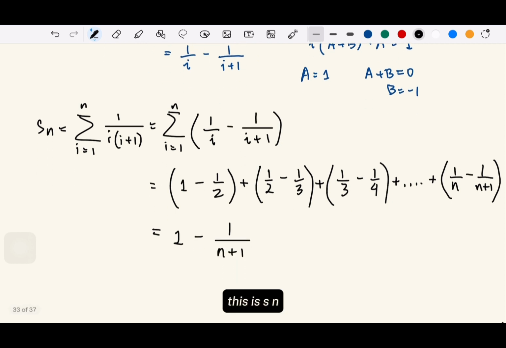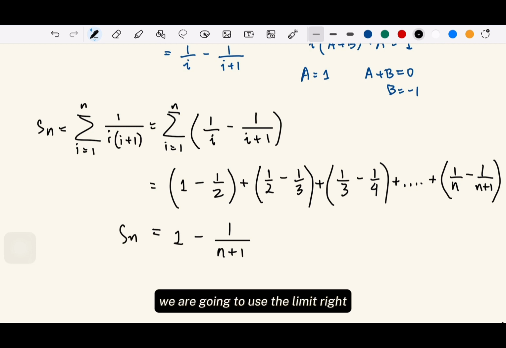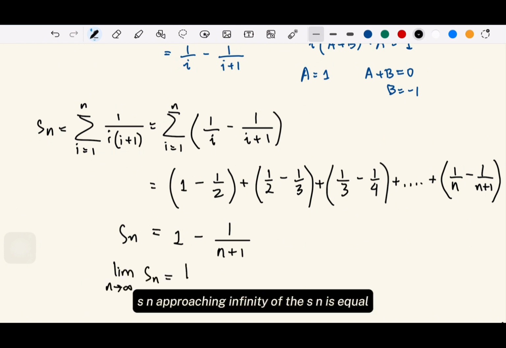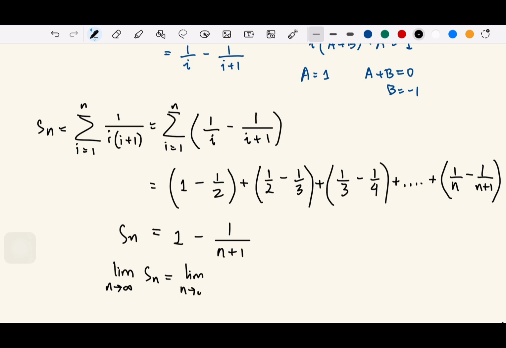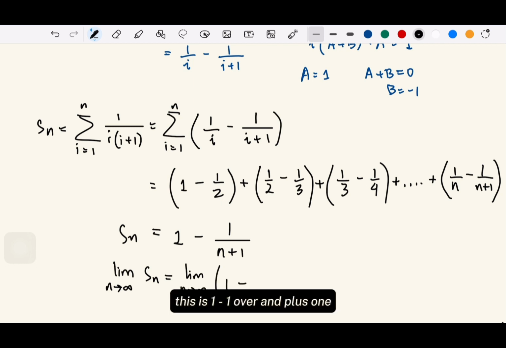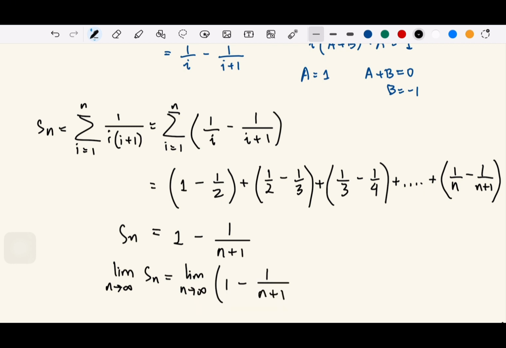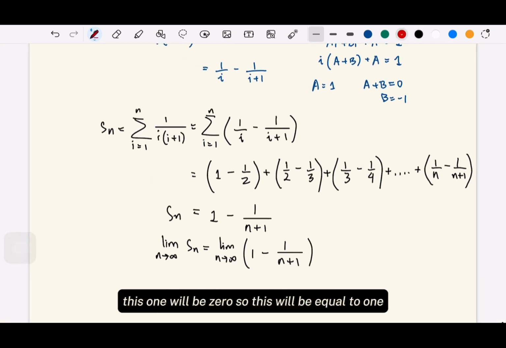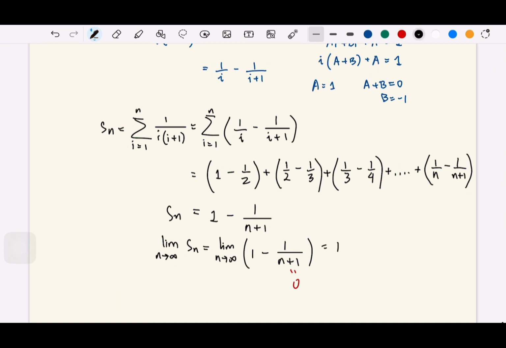This is Sn. So to compute this series, we are going to use the limit, right? So the limit as n approaching infinity of Sn is equal to the limit of 1 minus 1 over n plus 1. The right side will be 0, right? This one will be 0. So this will be equal to 1.